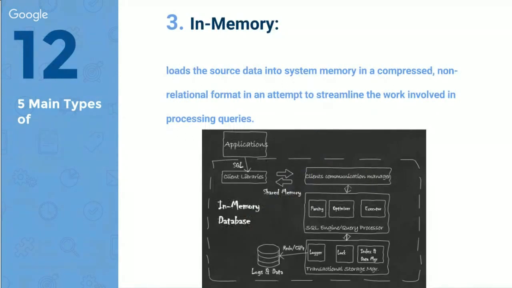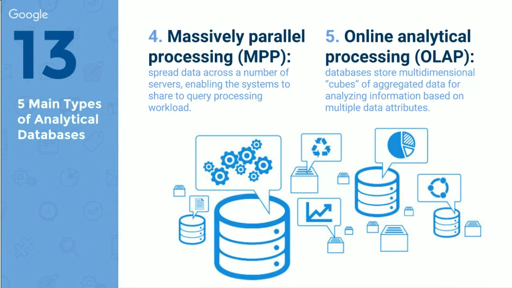In-memory databases load the source data into system memory in a compressed, non-relational format in an attempt to streamline the work involved in processing queries. Massively parallel processing, or MPP databases, spread data across a number of servers, enabling the systems to share query processing workloads. Finally, online analytical processing, or OLAP databases, store multidimensional cubes of aggregated data for analyzing information based on multiple data attributes.